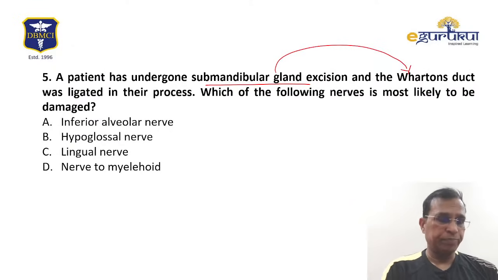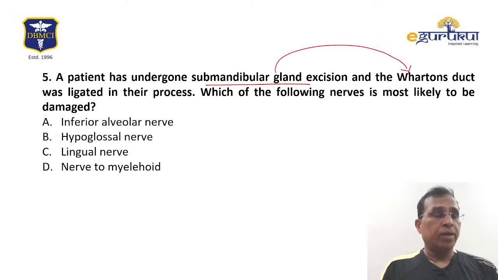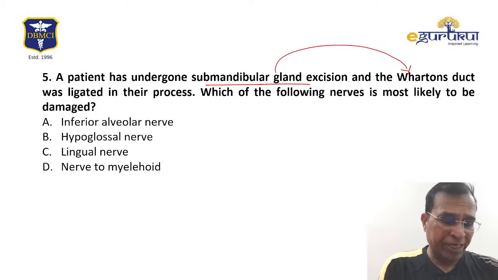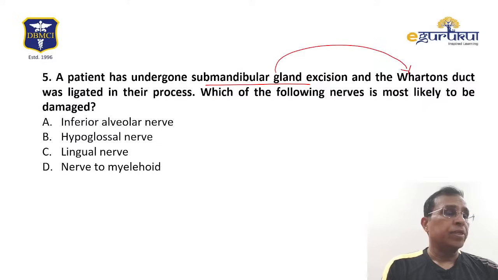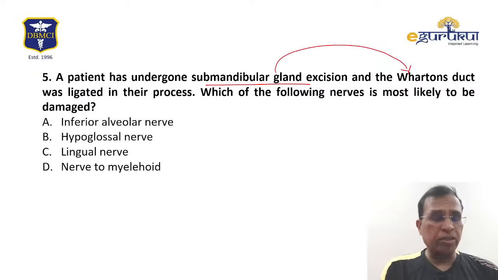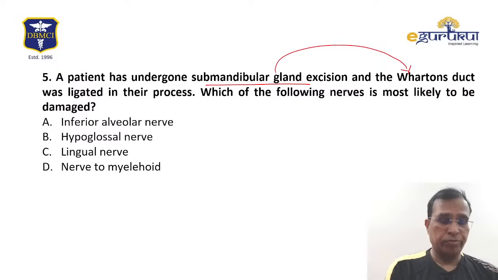Auriculotemporal. Please write in the comment, Dr. Arpit Yadav, why did you say auriculotemporal nerve? It is not mentioned in the choices. Are you trying to say that lingual nerve is a branch of auriculotemporal nerve? And that is not true. Auriculotemporal and lingual nerves are both branches of the mandibular nerve, right?